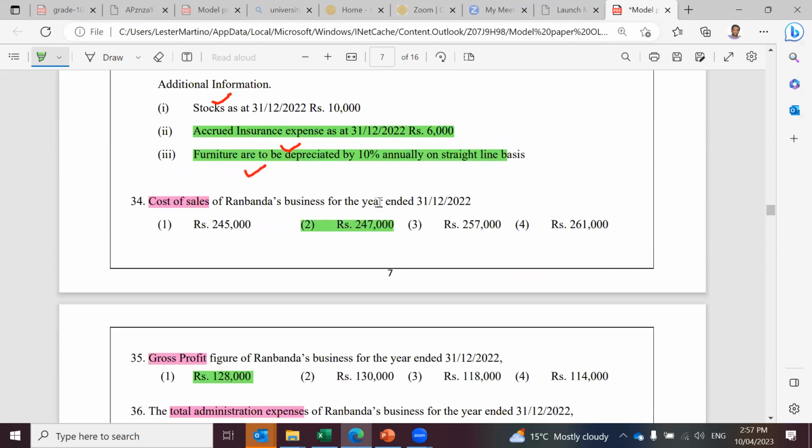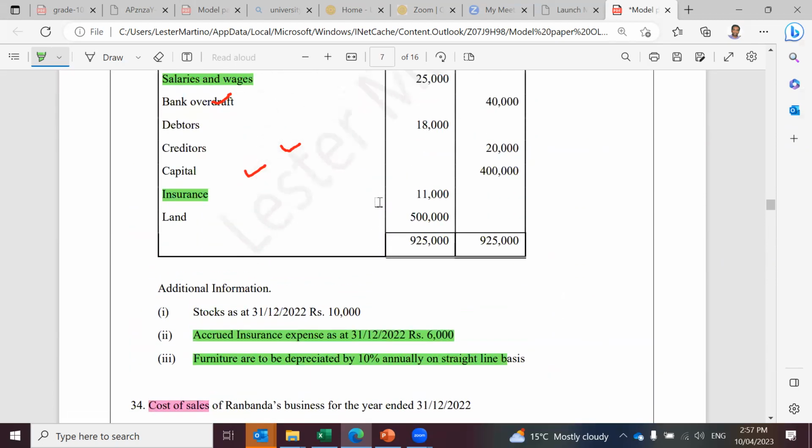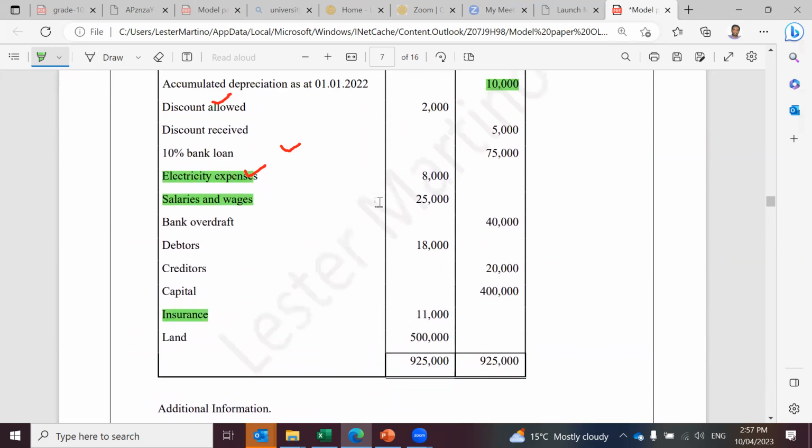Now I'll give you a shortcut method to calculate the next two answers. Tell me what your capital is by looking at the trial balance. I need the answer from you. What is your capital? 400,000. Am I right? 400,000. Okay. So how do we build the closing equity?